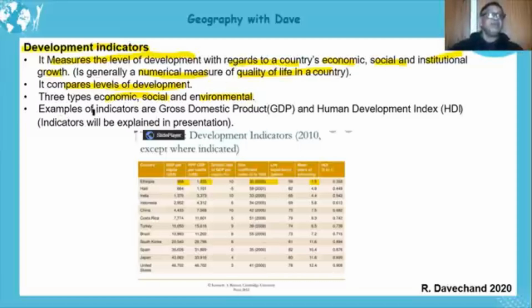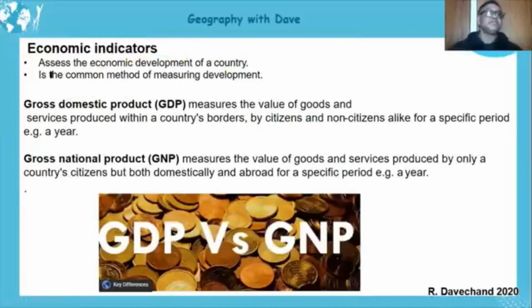Now, examples of indicators are gross domestic product and the human development index. Don't worry about the explanation of this. It's going to come to you now, so don't stress. The indicators will be explained in the presentation. Right, let's go on. Now, economic indicators are our first one. We're going to do economic, social, and we're going to bring in the demographic indicators.